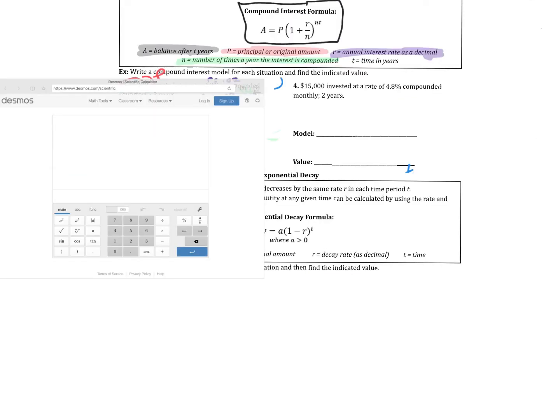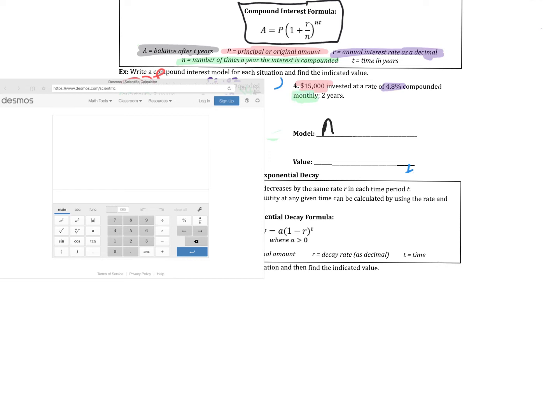All right, number 4, $15,000 is invested at a rate of 4.8% compounded monthly. So the key word that lets us know that we're using compound interest is when it says the word compounded. If it doesn't say the word compounded, we're not looking at compound interest, we're looking at something else. So our principal, our original amount, $15,000 invested, our rate, 4.8%, which we need to convert to a decimal, and it's happening monthly, so that's going to give us our N value.